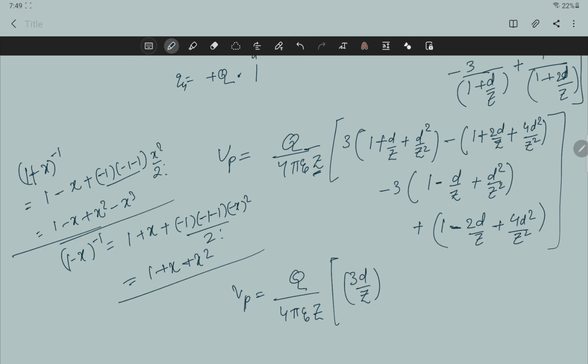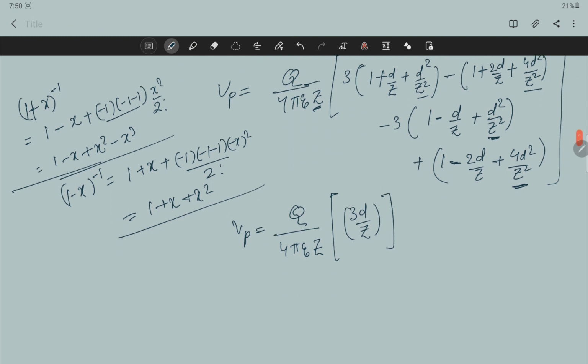Now let us see the second power, the square term. For the square term we will get 3 from here, minus 4 from here, 3 from here, minus 4 from here. So we will get minus 1 from the above two, and from here minus 1 from above. So 3 from here, minus 4 from here, so we are getting minus 1, and here we are getting minus 3. Minus 1 minus 3 is minus 4, and here we are getting plus 4, that is 0.